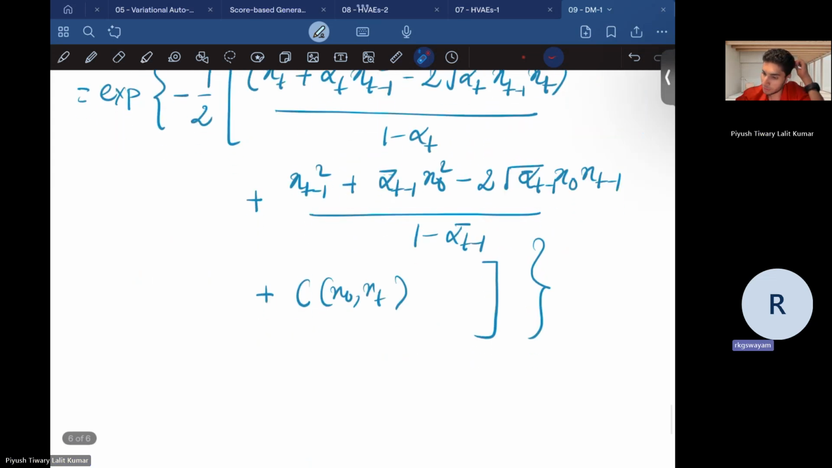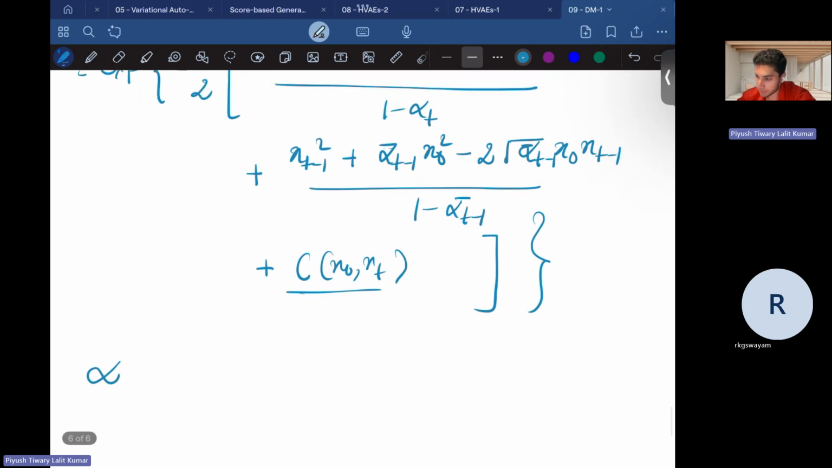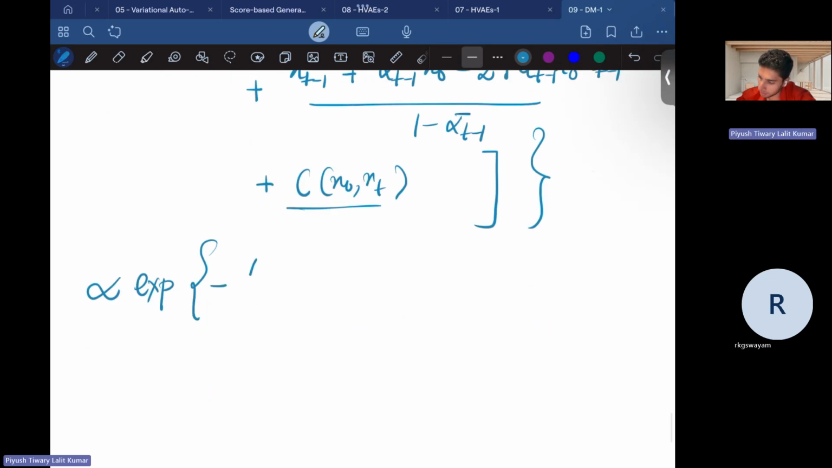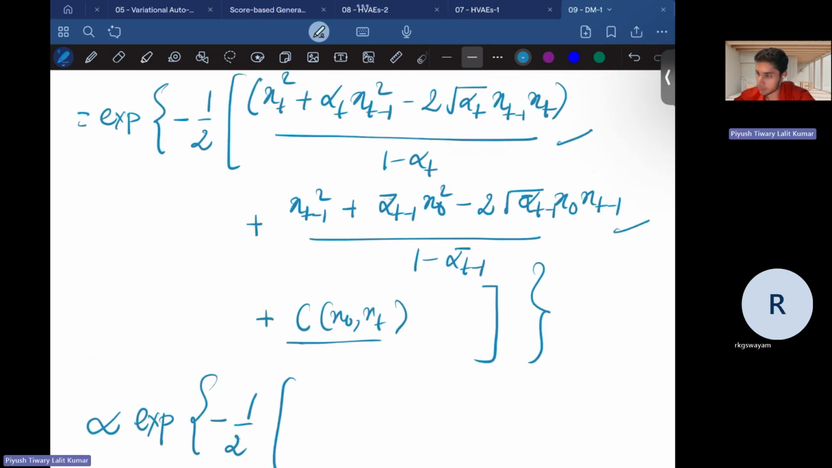Once we have some constant, we can again discard this term. I mean, we need not worry about the constant terms. We just need to worry about the terms that are going to influence the exponential. So this is again exponential of minus 1 by 2, and we need to only worry about this term and this term, the first two terms. That's all.